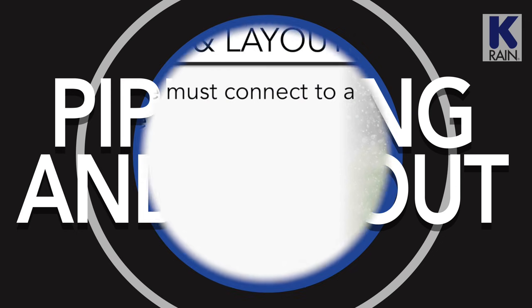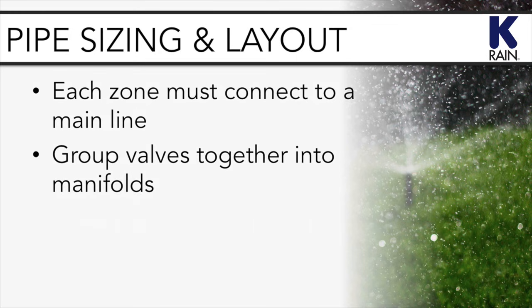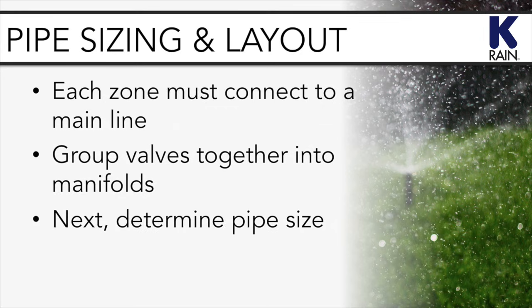Each zone must connect to a main line that runs from the point of connection to the final valve. Where possible, group valves together into manifolds for ease of installation and maintenance. It's much easier to locate and service a group of 3 valves than to find each one individually in the yard. The next step is to determine pipe size.